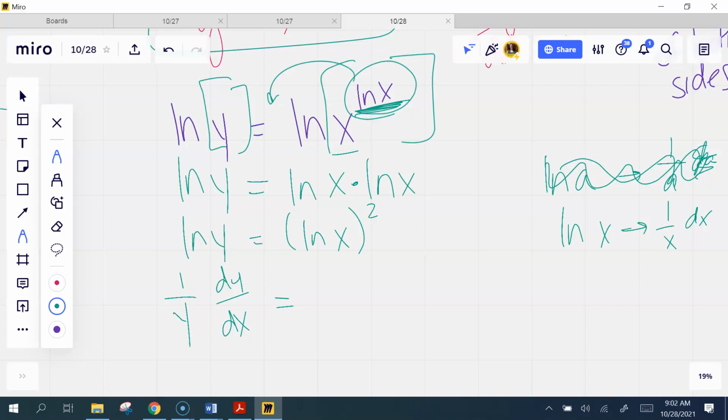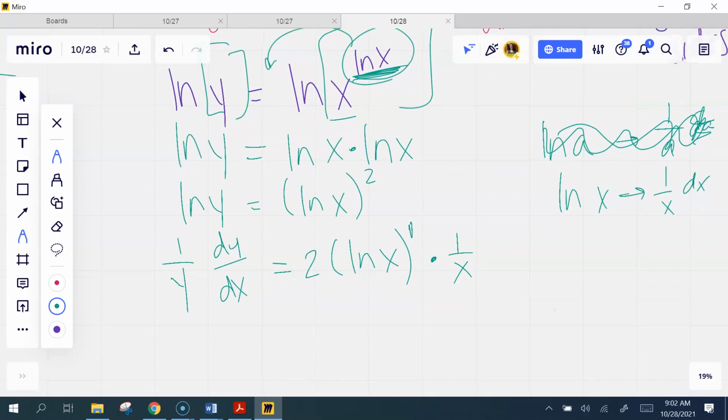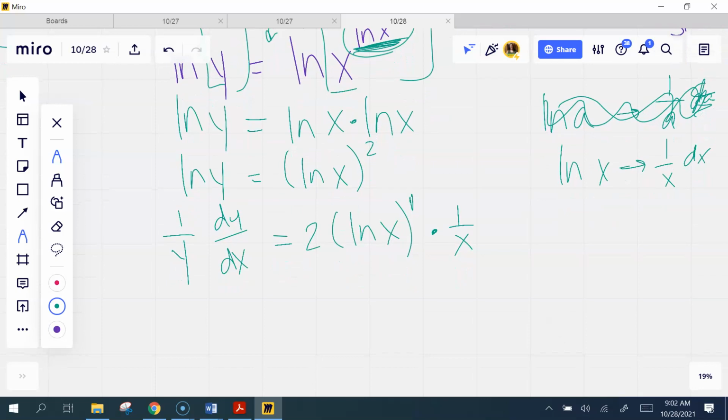All right, so I'm deriving both sides. On the right side, I'm going to do power rule, 2 times log of x to the first. You don't have to write that, but just to show you. And now chain rule. What's the derivative of log x? 1 over x. Yes.